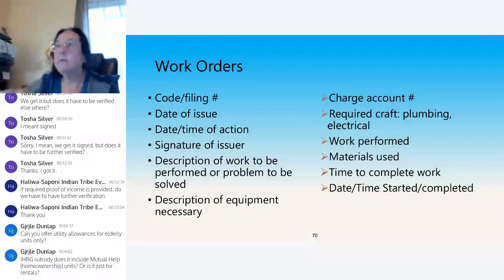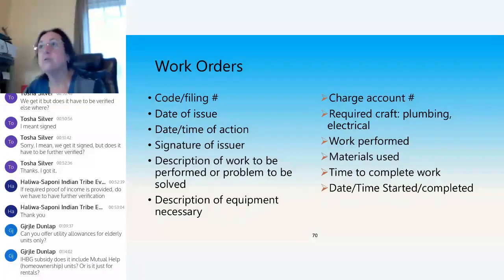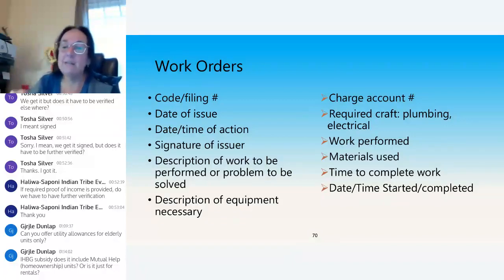Code, filing number, the date of the issue, the date and the time of the action, the signature of the issuers, who's writing that work order, description of the work to be performed or the problem to be solved, the description of the equipment necessary, what charge account number are you going to charge it to, what is the required craft, can your guys do it, do you have to hire a plumber, do you need an electrician, what type of work was performed, what were the materials used, because you have to charge that material to either them or your program, time to complete the work, how many hours did it take to complete it, the date and the time that it was started and it was completed.